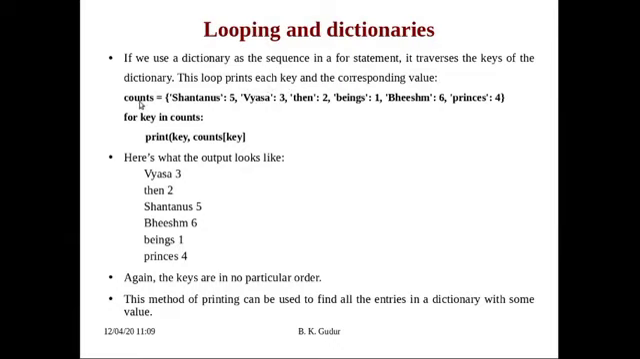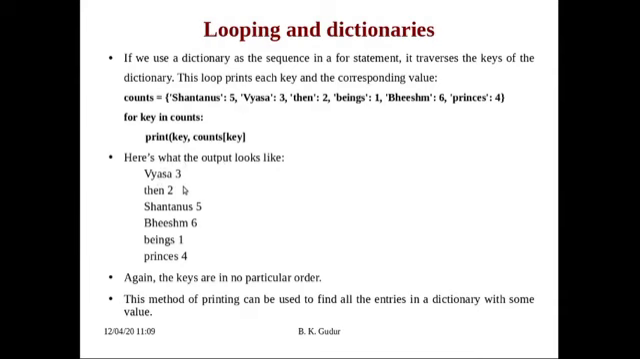Like say, if I take counts is equal to, this is a dictionary: Shantanu appears 5 times, Vaishya appears thrice, then appears twice, something like that, princess appears 4 times. If I use a for loop on a dictionary, for every key in counts, print key and its count. Something like this, we'll get the output. Here is what the output looks like: Vaishya appears thrice, something like this.